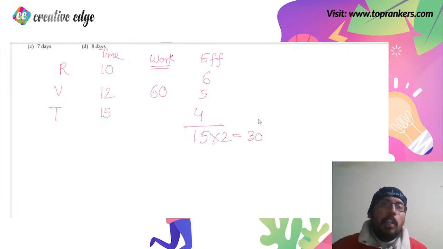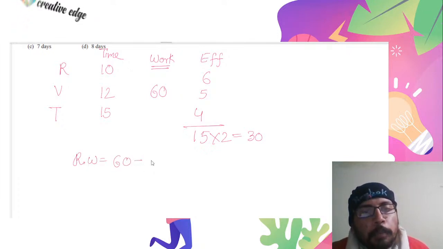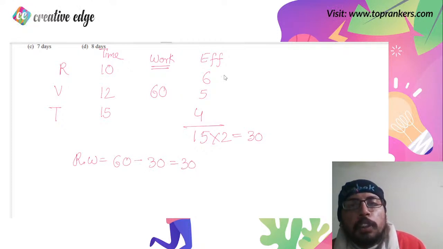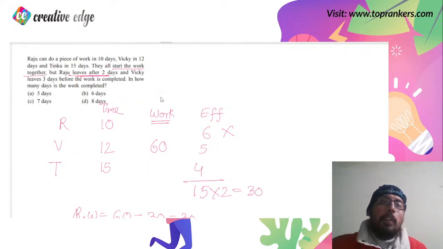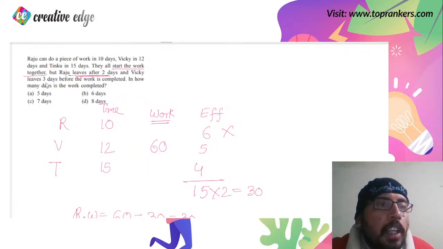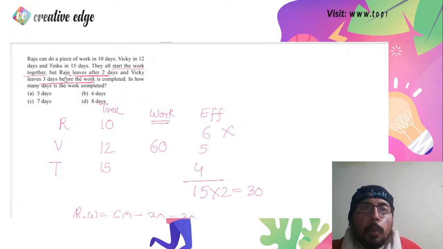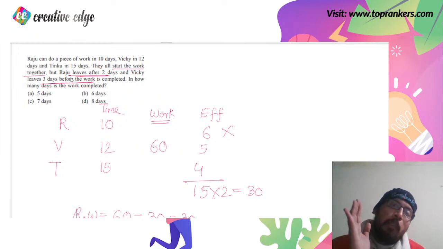Now Raju wants to go. So how much work is remaining as of now? The remaining work is 60 minus 30, that is 30 units of work. Raju is the first person to leave, and Vicky leaves 3 days before the completion of the work. Now it has not been told to you in how many days the work was completed.